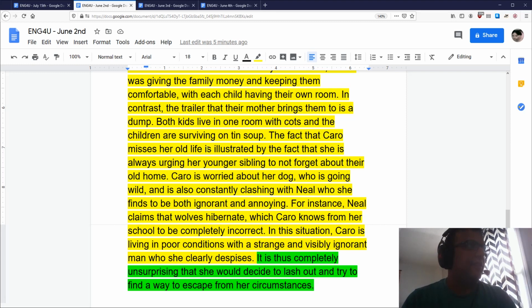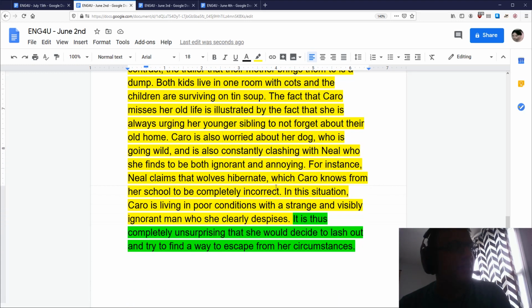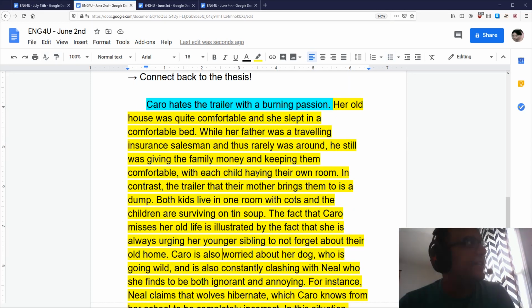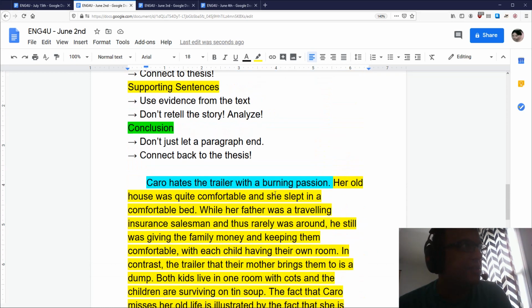The fact that Caro misses her old life is illustrated by the fact that she is always urging her younger sister to not forget about their old home. Caro is also worried about her dog, who is going wild and is constantly clashing with Neil, who she finds to be both ignorant and annoying. For instance, Neil claims that wolves hibernate, which Caro knows from her school to be completely incorrect. In this situation, Caro is living in poor conditions with a strange and visibly ignorant man who she clearly despises. So my body paragraphs, I draw from my outline. I laid out all of these ideas before, and now, because I've got my ideas already in my outline, I can really focus on things like my grammar and my spelling and commas when I write my body paragraphs. So that's the big advantage of making an outline first.